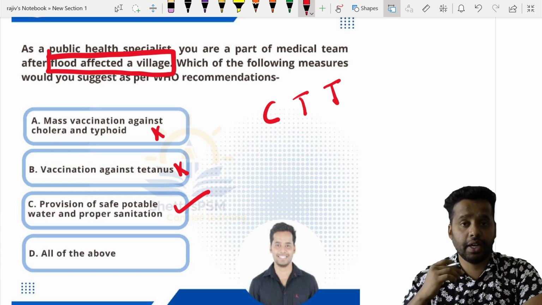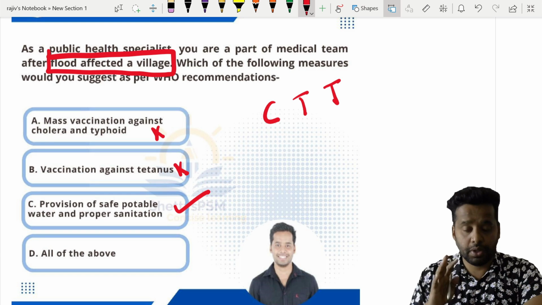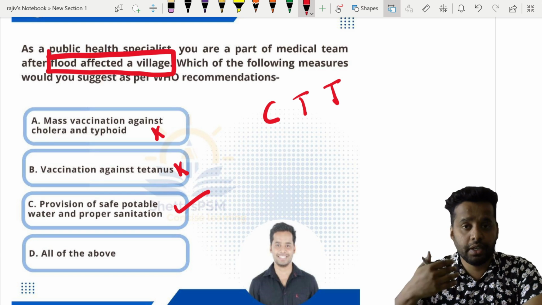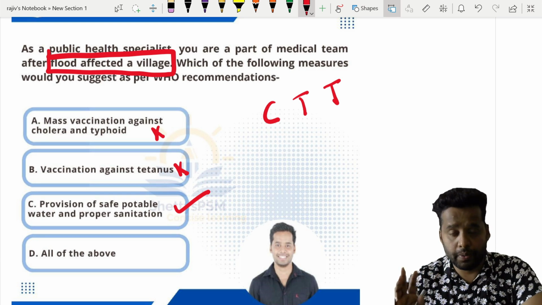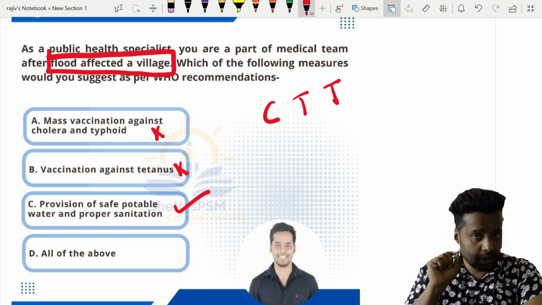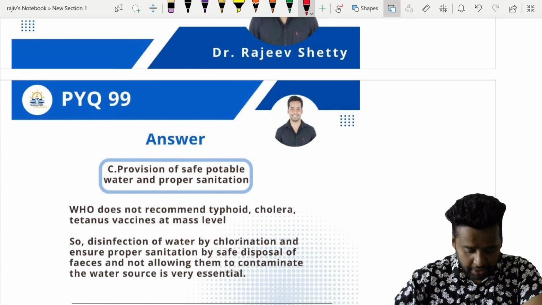Very, very important. Gastrointestinal infections. What is the best method to prevent any GI infections during any disaster? If they ask, is it vaccination? No, it is proper safe water and sanitary condition. Come to the last question.